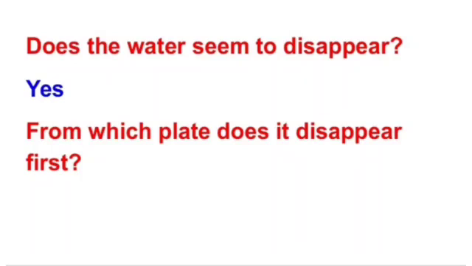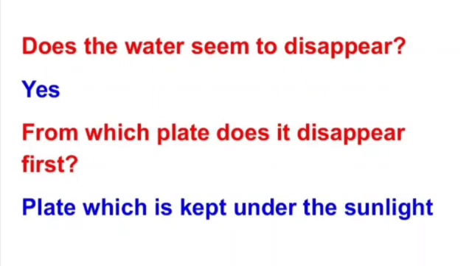So the answer is, the plate which is kept under the sunlight, the water disappears first, and the water that disappears will be more from the plate which is kept under the sunlight as compared to the plate which is under shade. I am repeating that the water that disappears will be more from the plate kept under the sunlight as compared to the plate under shade.